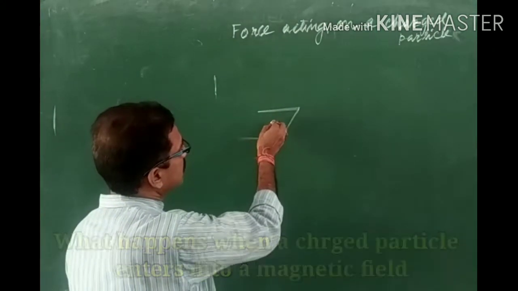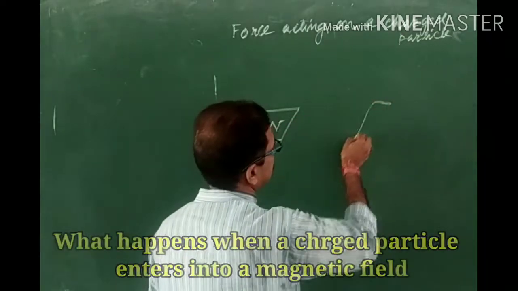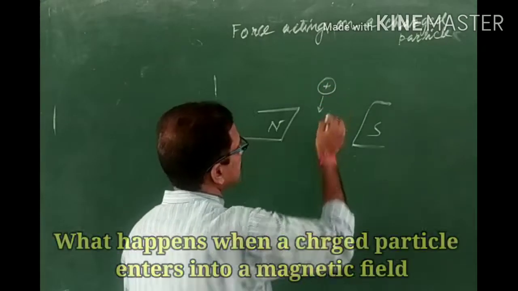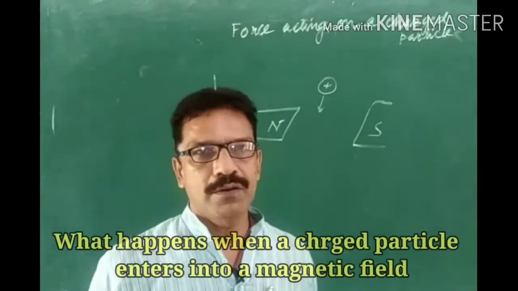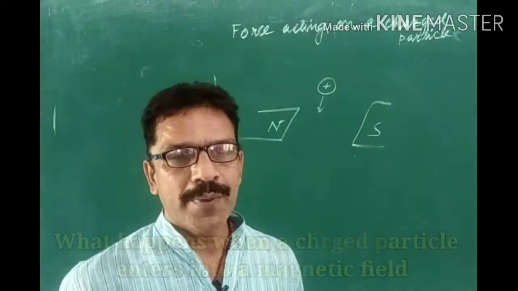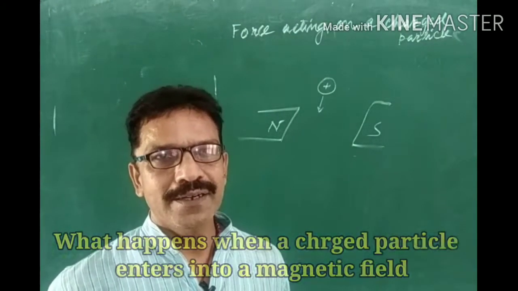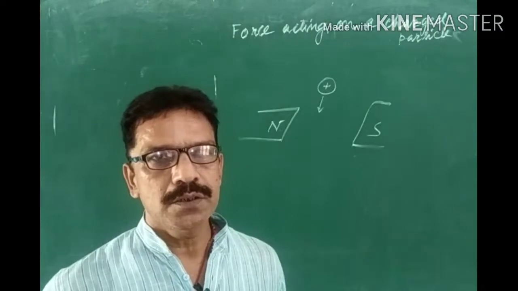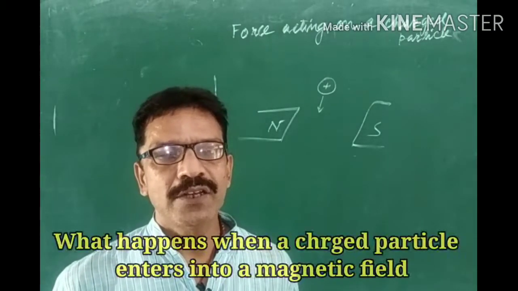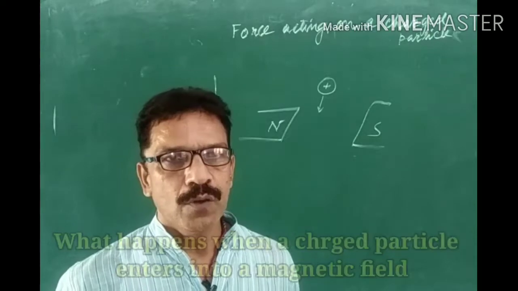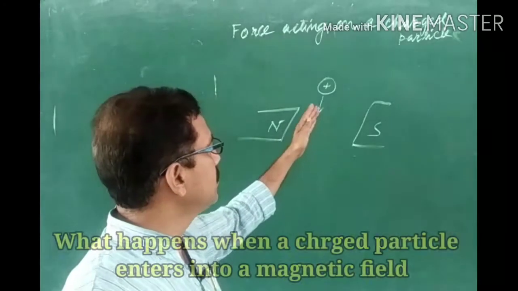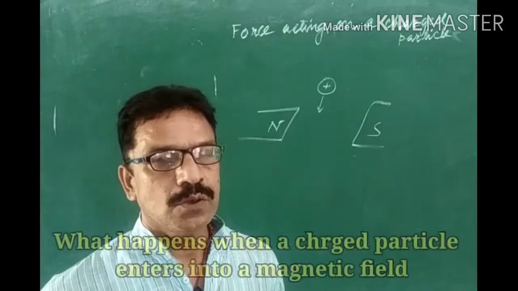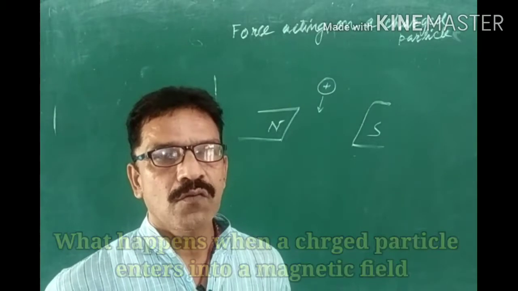This is a magnetic field. Now a positively charged particle is moving inside the magnetic field. What happens then? As a current carrying conductor is brought inside a magnetic field, a force acts on the conductor due to interaction between two magnetic fields. Similarly, whenever a charged particle enters into a magnetic field, a force acts on it, causing it to deviate from its path.